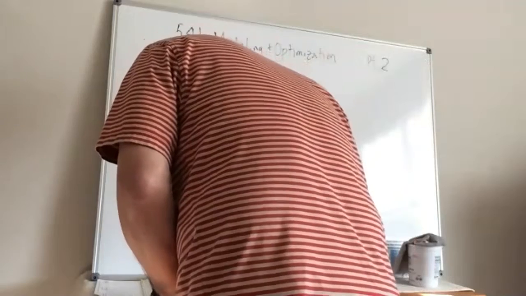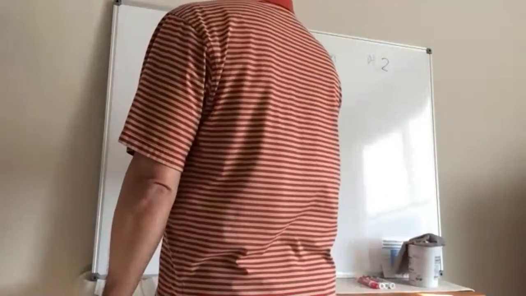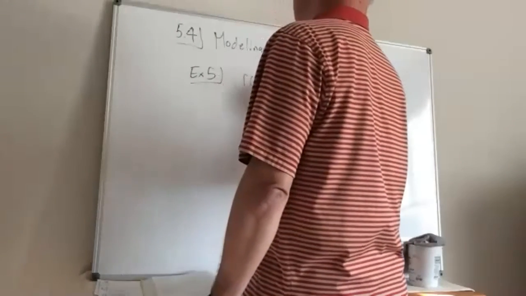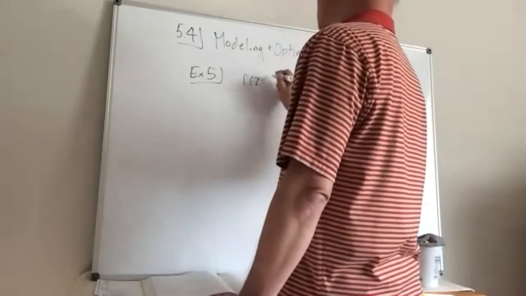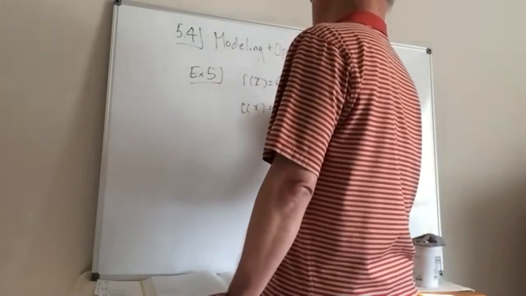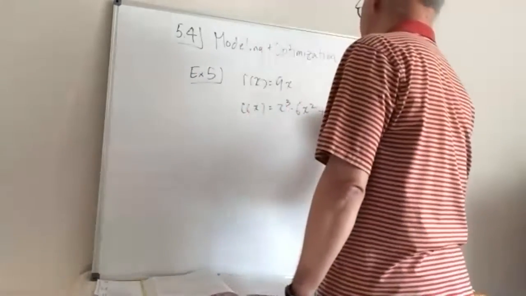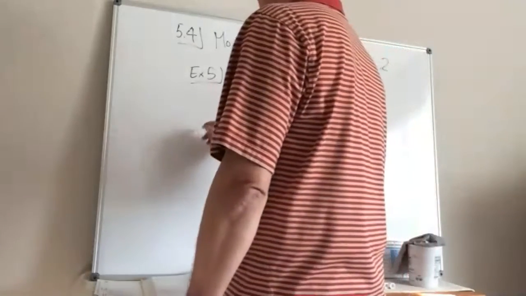Suppose that R of x is equal to 9x and C of x is equal to x cubed minus 6x squared plus 15x. So this is example number 5. Okay, and we're going to maximize the profit. So we're going to see where R prime is equal to C prime.